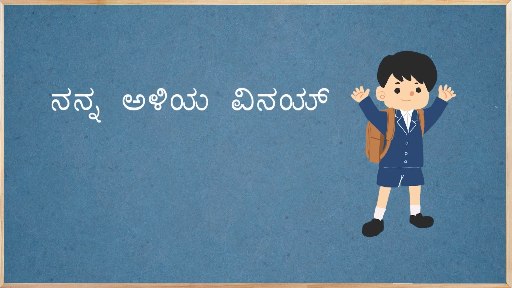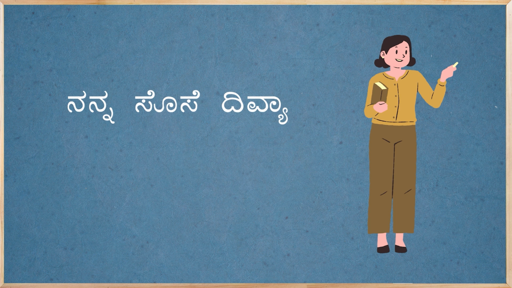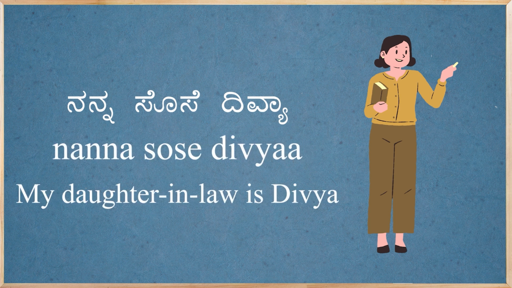Other relatives. Son-in-law, Aliya. Aliya in Kannada means son-in-law in English. For example, Nanna Aliya Vinay. Nanna Aliya Vinay means my son-in-law is Vinay. Daughter-in-law, Sose. Sose in Kannada refers to daughter-in-law in English. This term is used to describe the relationship with your son's wife. For example, Nanna Sose Divya. Nanna Sose Divya means my daughter-in-law is Divya.